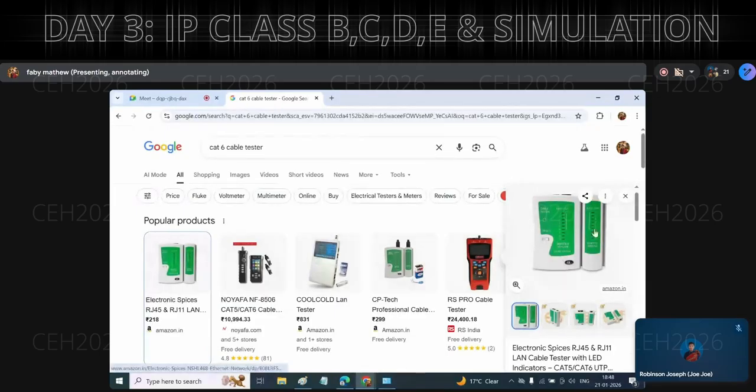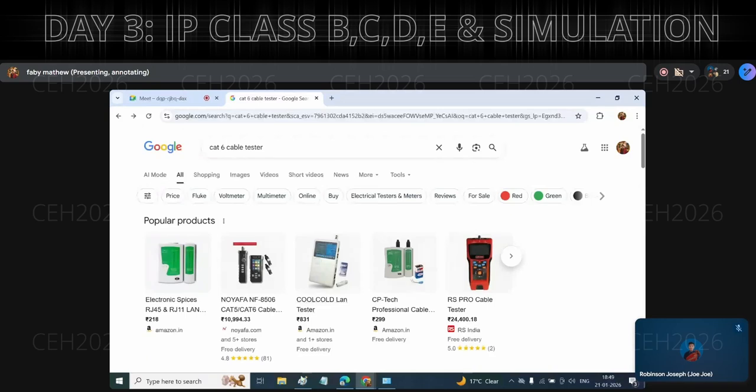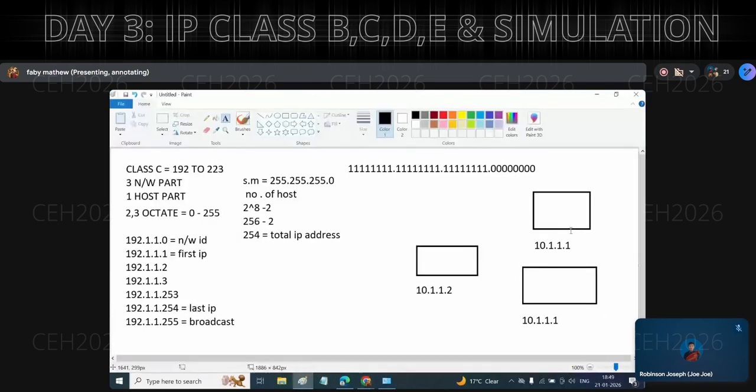See, there are 8 lights. 1 to 8 are blinking here and here also, sequentially in the same manner. That means the cable is also right. So we first check the port, then the cable, then the connector, then the switch, each and everything.